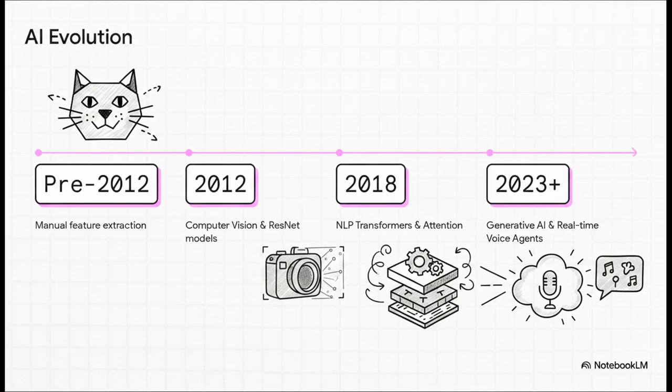Then around 2012, boom, we hit a turning point with computer vision and models like ResNet introducing transfer learning. You could actually fine-tune a pre-trained model. But natural language processing, still incredibly hard and expensive. It wasn't until 2018, with the famous Attention is All You Need paper and the birth of transformer architectures, that things really shifted. That breakthrough let models ingest massive amounts of internet text, which drops us right into the 2023 era of generative AI and real-time voice agents we're living in right now.